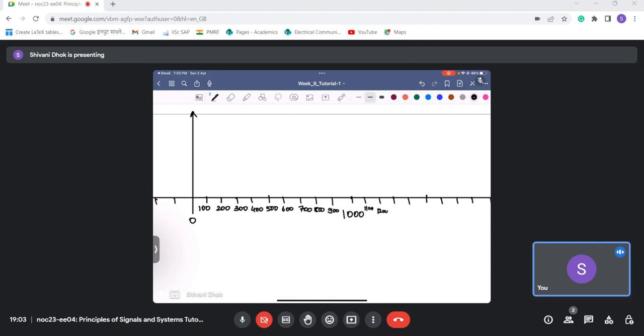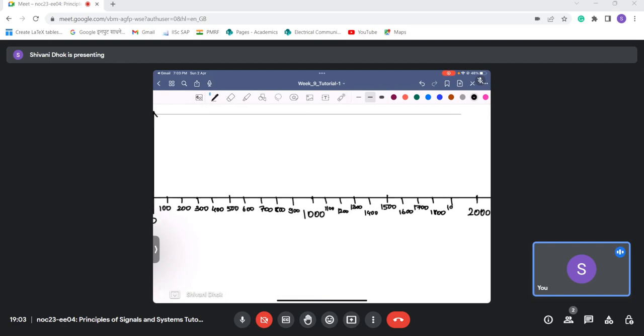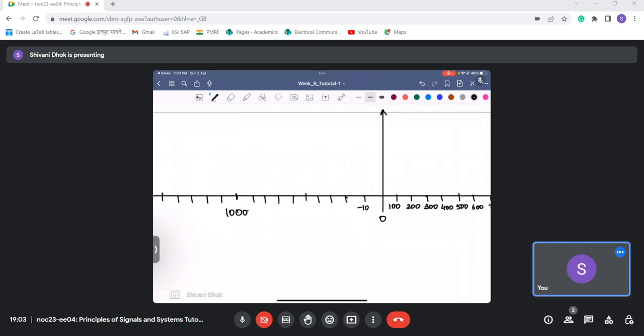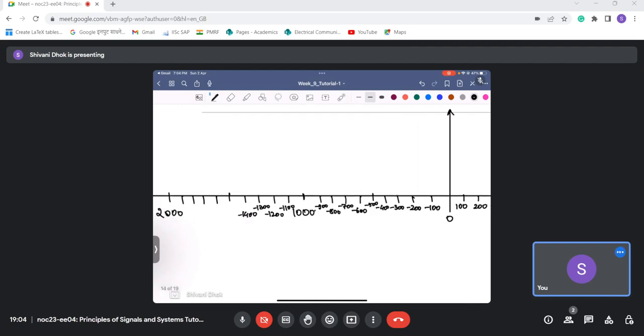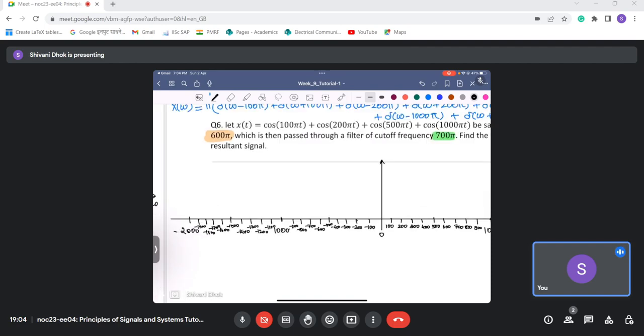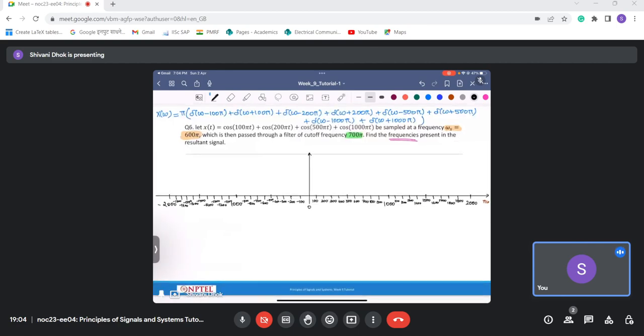1100, 1200, 1300, 1400, 1500, 1600, 1700, 1800 and 1900. Similarly, on the negative side, I'll have minus 100, minus 200, minus 300, minus 400, minus 500, minus 600, minus 700, minus 800, minus 900, minus 1100, minus 1200, minus 1300, minus 1400, minus 1500, minus 1600, minus 1700, minus 1800 and minus 1900. This is minus 2000. Okay, everything is basically scaled by a factor of pi.